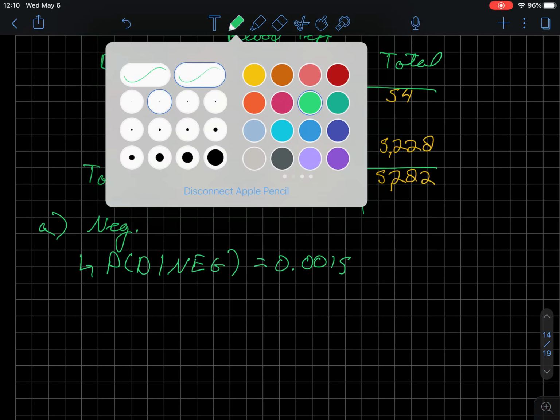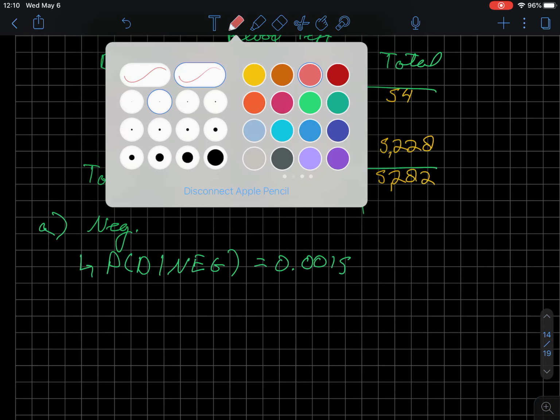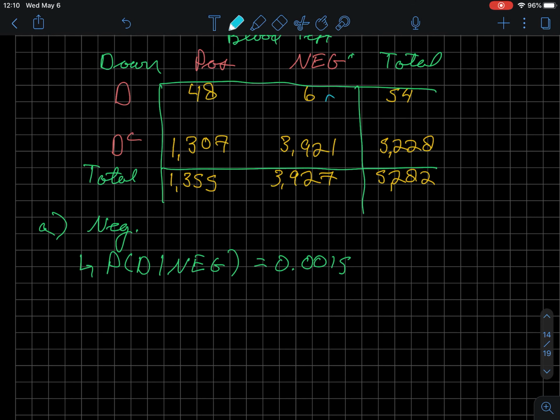This is going to ask us to look at how many people actually have Down syndrome given that they have a negative test. We see that there are 6 people who actually have Down syndrome given they have a negative test. So that's 6 people out of 3,927 people who tested negative. This equals about 0.0015. Pretty easy stuff.